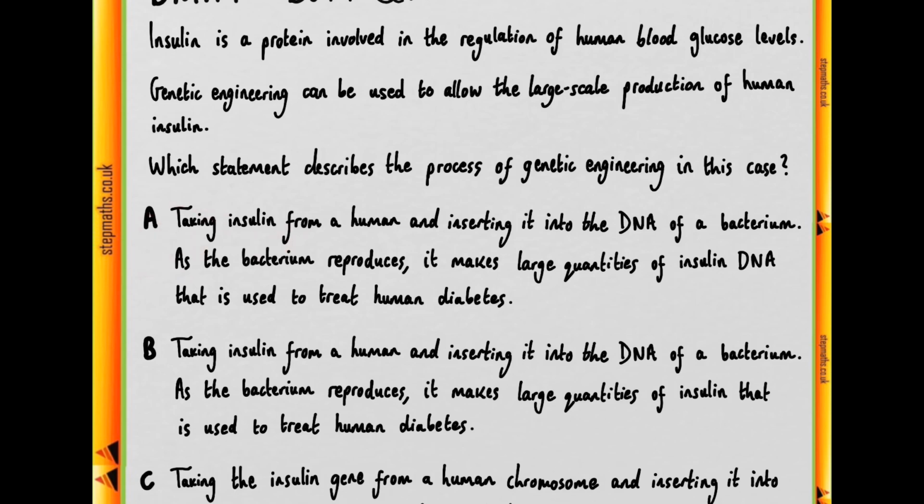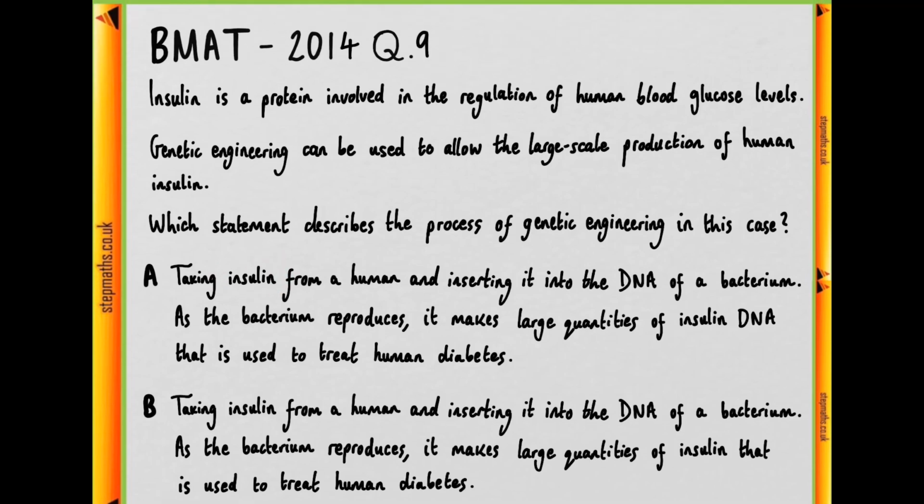So, taking insulin from a human and inserting it into the DNA of a bacterium, as the bacterium reproduces, it makes large quantities of insulin DNA that is used to treat human diabetes. Now, there should be a few things that we notice are wrong here. Insulin, as we're told, is a protein, and you can't insert a protein into DNA. You have to insert the DNA of the insulin, and then the synthesis can take place after transcription and translation from the DNA. So, you can't take insulin and put it into DNA. So that's wrong.